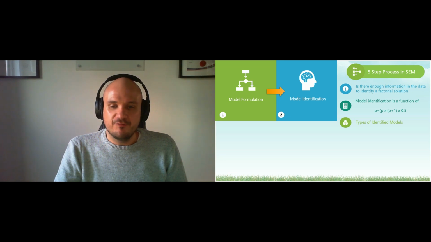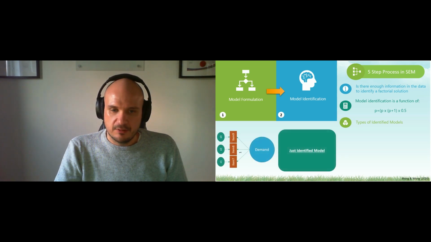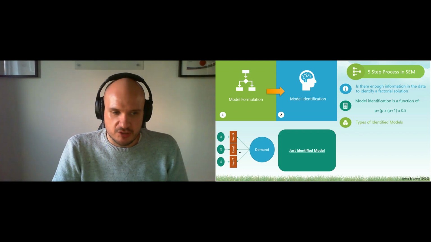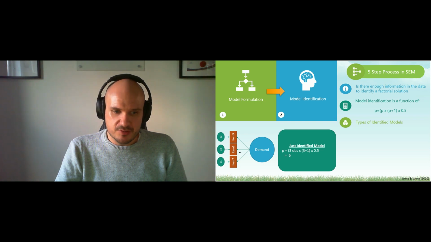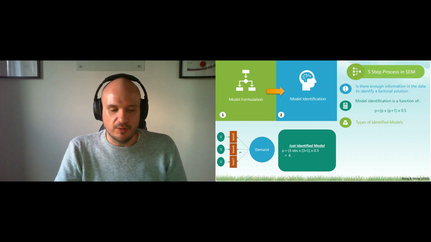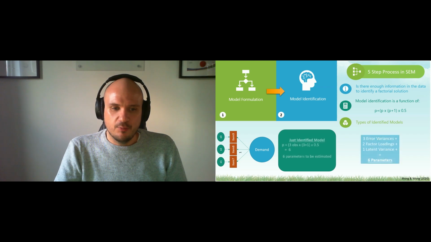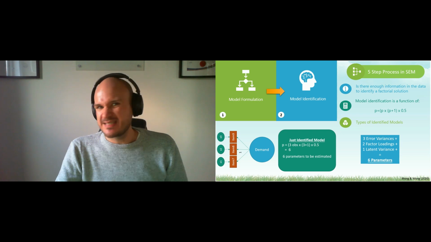And there are three types of identified models. Model identification can only manifest in three ways. The first one is what we call a just identified model, where P is, of course, the number of non-redundant parameters. This is a function of the number of observed indicators. So that's item 9, item 8, and item 7, plus 1, because we want to create a standardized value, times a half. And that gives us 6. We then have 6 parameters that you can use to estimate something.